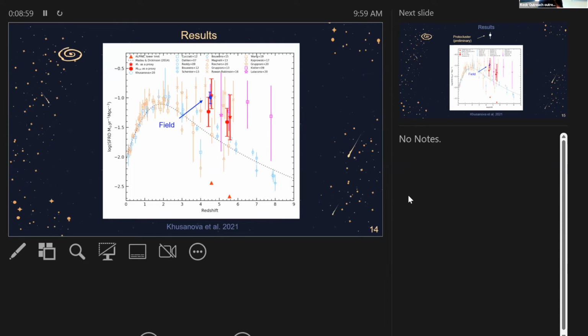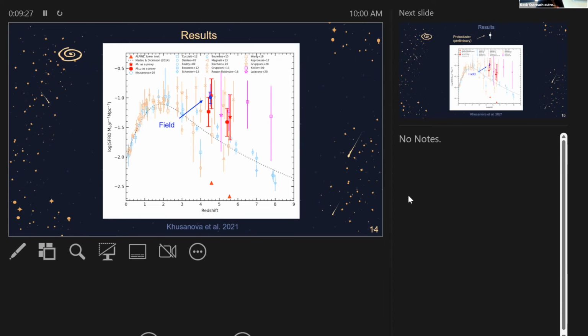So we found that our SFRD for the field galaxies does agree within the error bars, and the error bars on our results are actually not final yet. However, generally, it does agree with the data point using ALPINE, which is a large field survey at redshift 4.5. And so that tells us we are not doing anything crazy. Our methods are kind of aligning with other results.